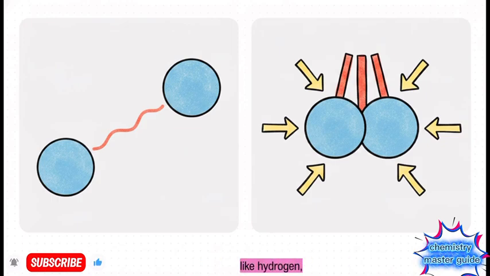In a single bond, like hydrogen, with just 1 shared pair, the electrostatic attraction is relatively mild, so the distance between the 2 positively charged nuclei is longer. But in a triple bond, like nitrogen, with 3 shared pairs, there is a massive concentration of negative charge right in the middle. This powerfully attracts those positive nuclei, pulling them incredibly tightly together.